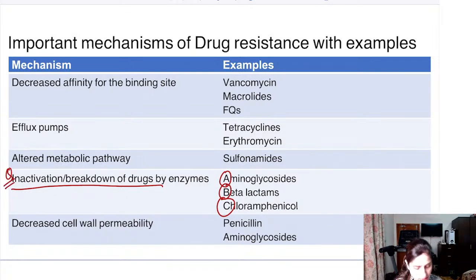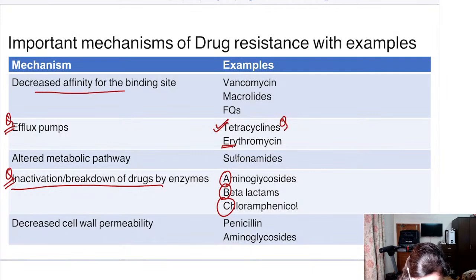Another one which has been asked is about efflux pumps. The most common is tetracyclines. Okay? So tetracyclines are important. Efflux pumps are the main mechanism in them. After that erythromycin is also there, but this has been asked. So therefore, try to remember this at least.